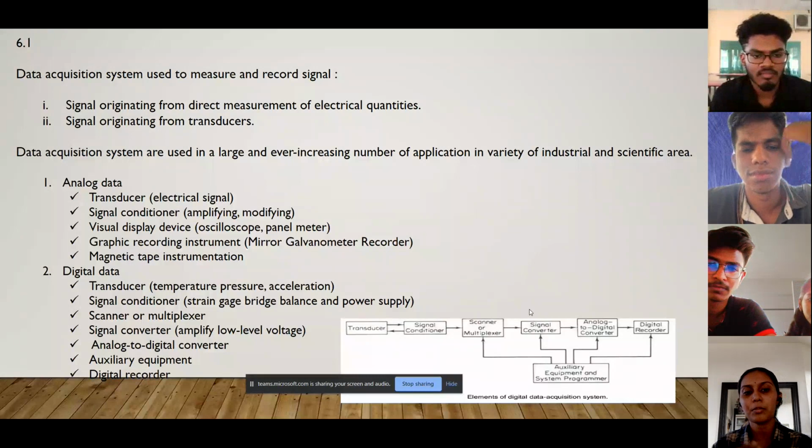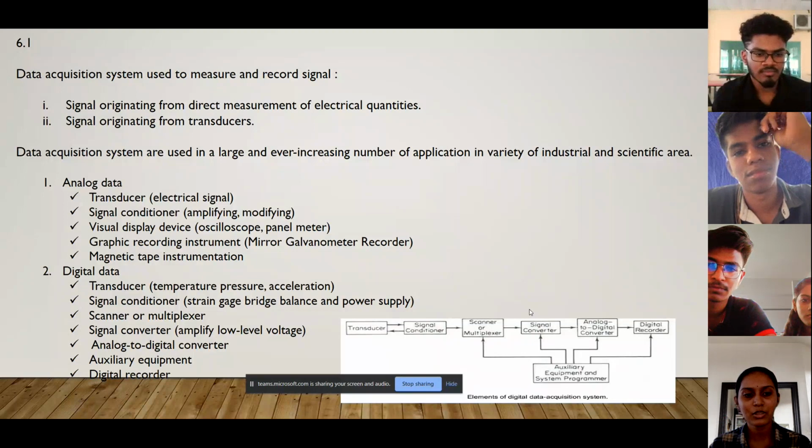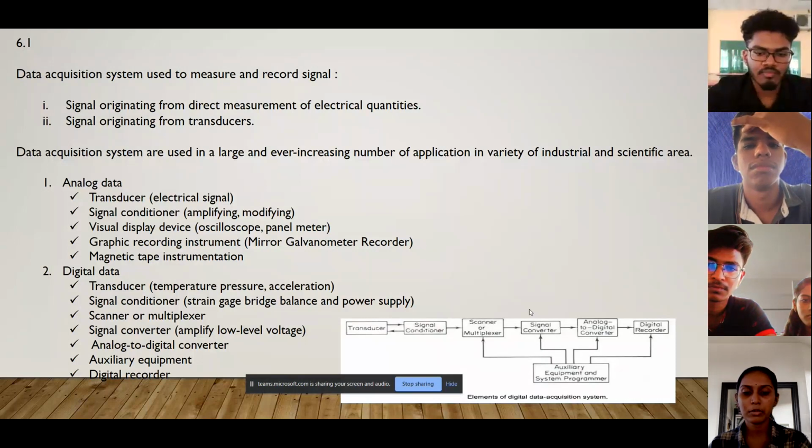Magnetic tape instrument. For the digital data, transducer used as temperature, pressure, and acceleration. Signal conditioner used as strain gauge, balance, and power supply. Scanner or multiple signal converter used as amplified low-level voltage, analog to digital converter, auxiliary equipment, digital recorder. So like in below, we can see the elements of digital data acquisition system.